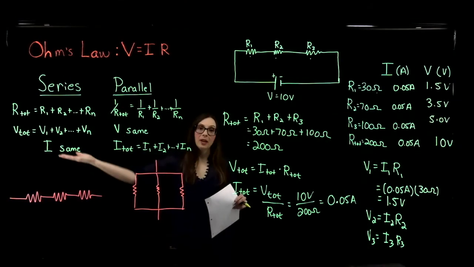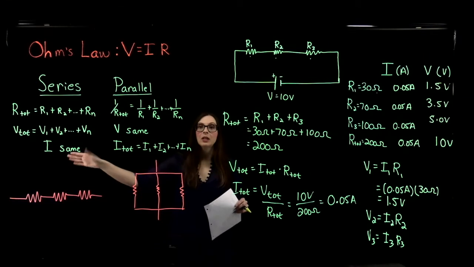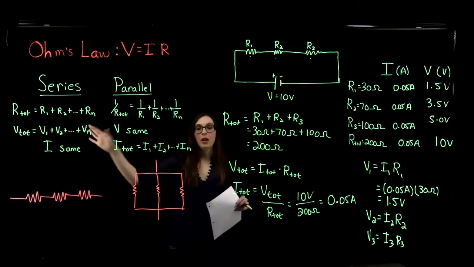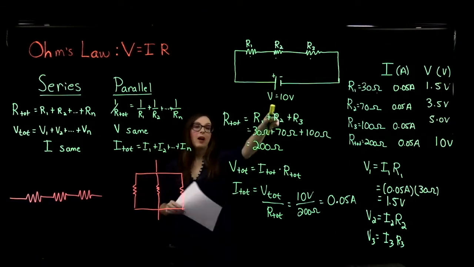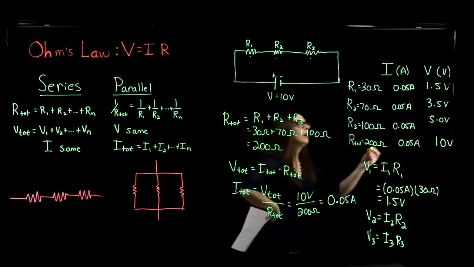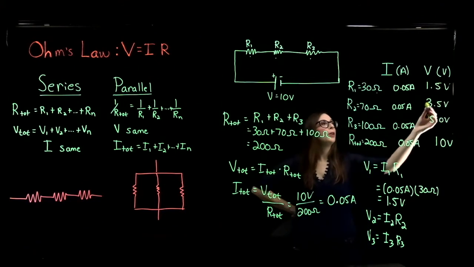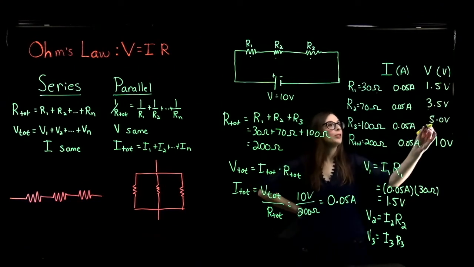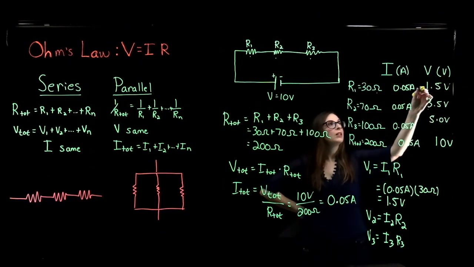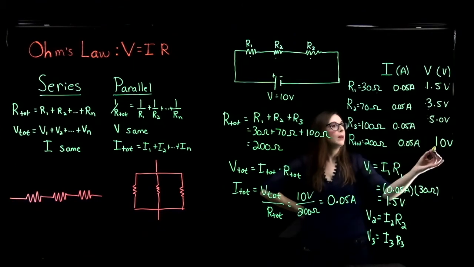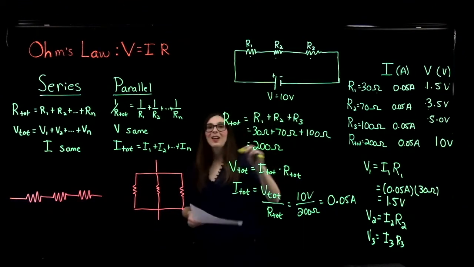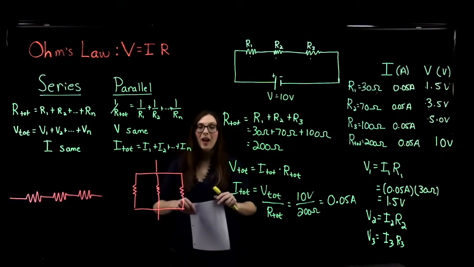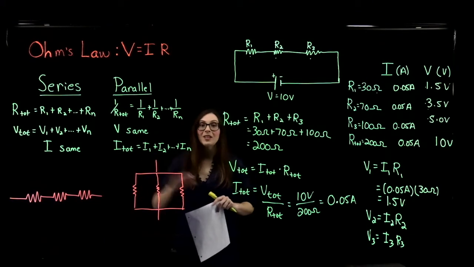We have this rule that when our resistors are in series, the potential difference across all of them has to add to equal the total potential supplied by our battery. So if we added 1.5 volts plus 3.5 volts plus 5.0 volts, that's V1 plus V2 plus V3, we would get back 10 volts. So our circuit here does follow the rules that we have for resistors in series.